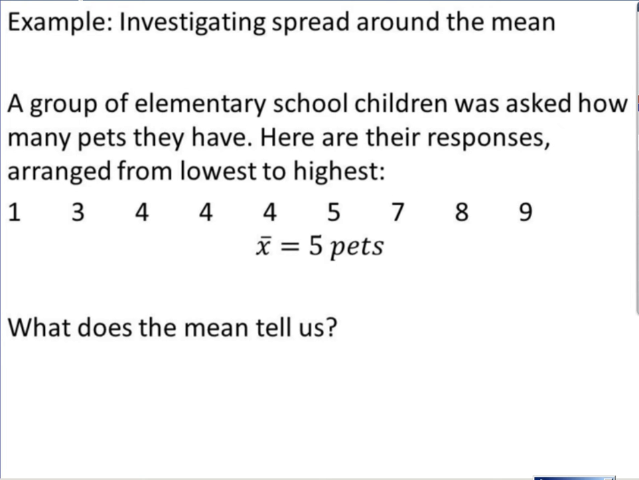What does this mean tell us? This means if we take all the pets from all the children and divide them up equally between the children, then each child would have 5 pets.